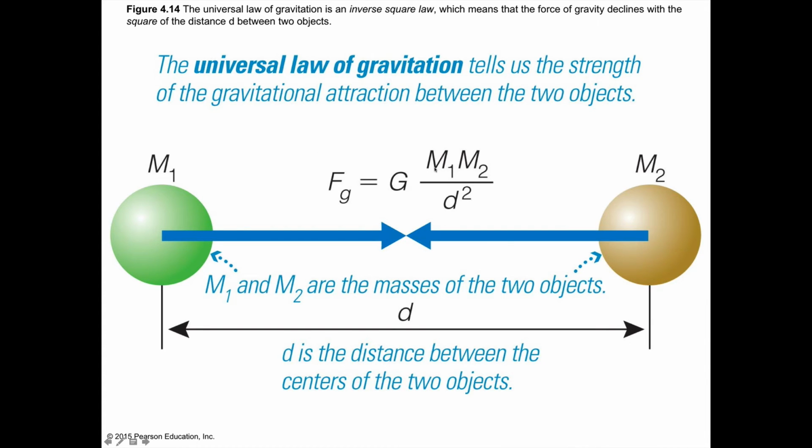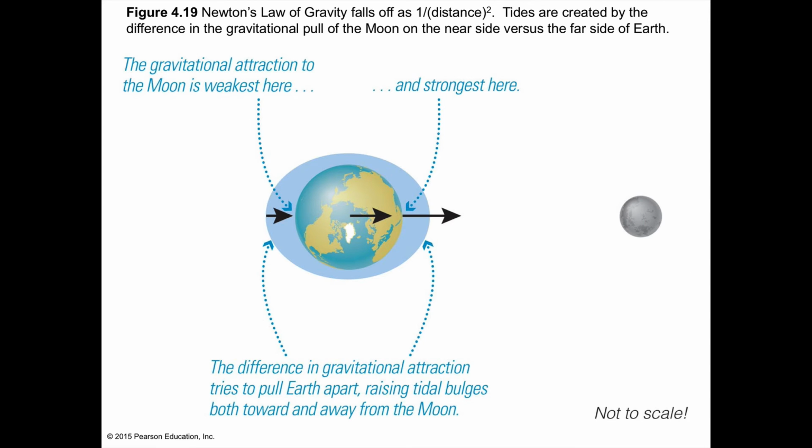And notice in the simulation, if you increase the mass of one, the force got bigger. If you increase the mass of two, the planet, the force got bigger. And if you change the distance, the force changed as 1 over distance squared. You've got to remember to square that distance there. Now let's apply this to the moon. Here we've got Newton's law of gravity, which falls off as 1 over distance squared.